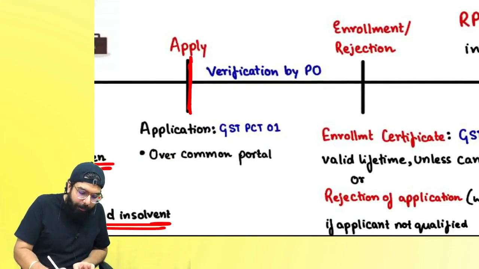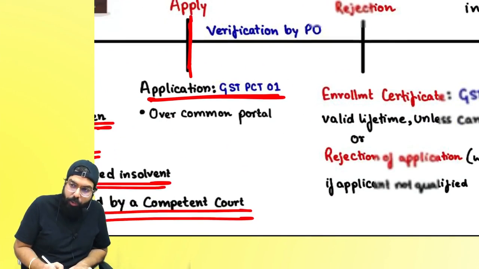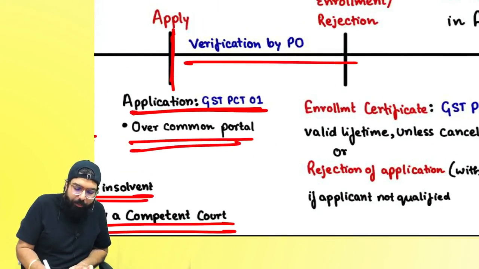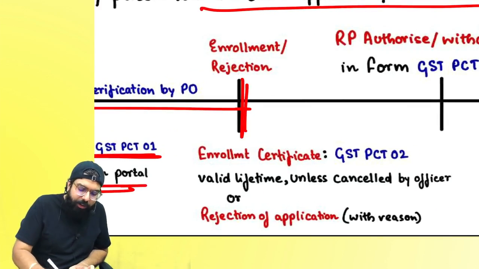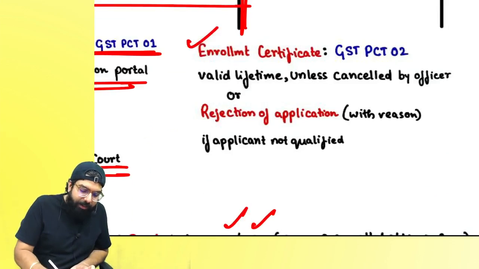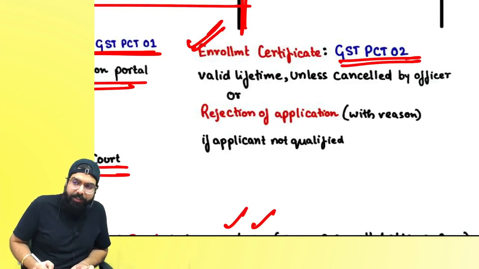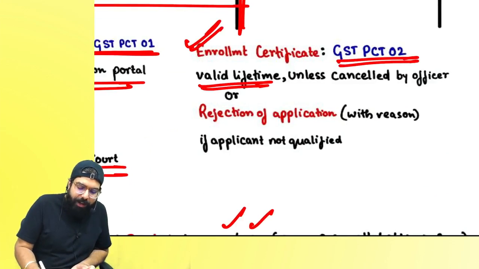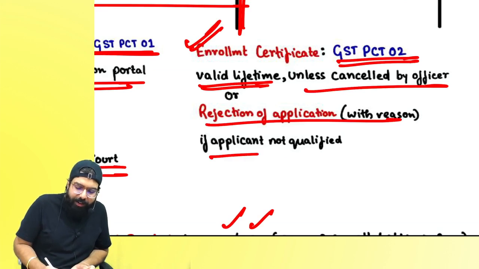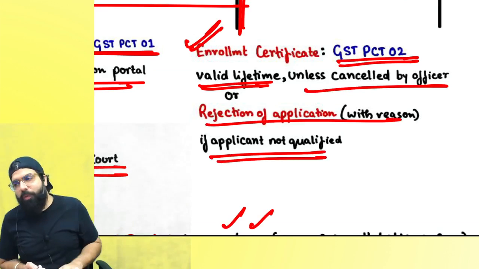Basically, you will have to go ahead and apply. Application goes in GST PCT 01. It will go over the account portal. Officer will go ahead and verify. Once he verifies everything is fine, he'll give you enrollment. Otherwise, he will reject. If he gives you the enrollment, it comes in PCT 02. It is valid lifetime unless cancelled. If he rejects, he will reject if you are not qualified basically.